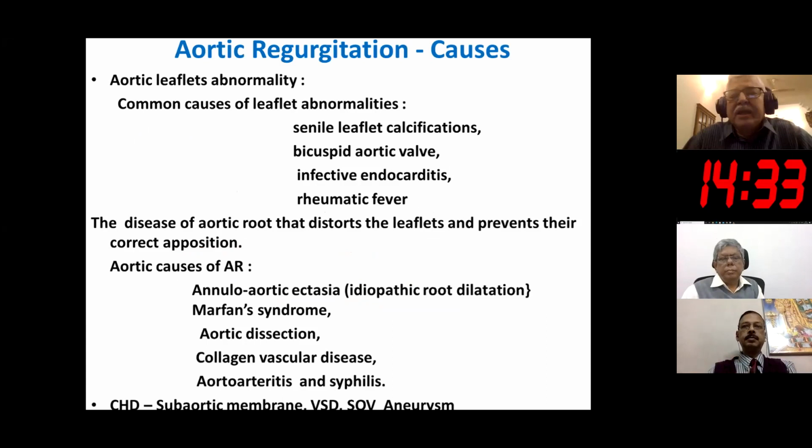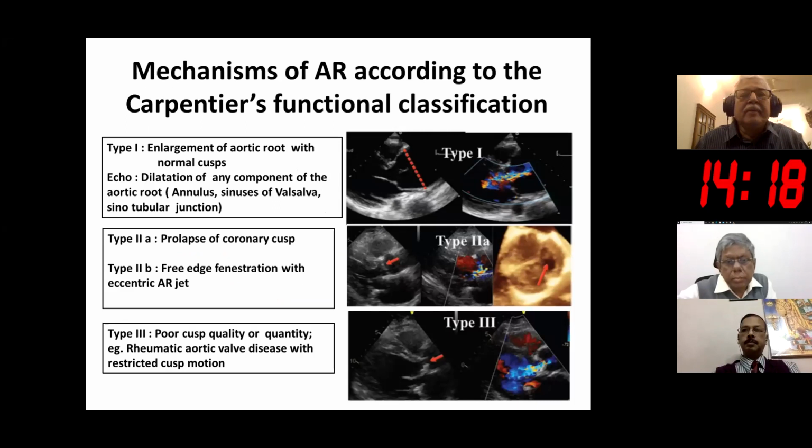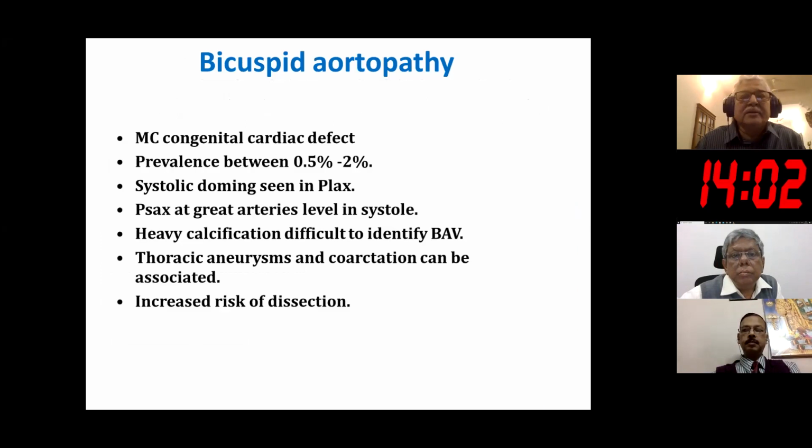Aortic regurgitation has many causes, as you are aware, and the commonest causes are either of the leaflet or of the aortic root. The things are all listed here, and the common conditions are senile and bicuspid, which is very common. The Carpenter's classification classifies the mechanisms into three types. Type 1, where there's enlargement of the root. Type 2, A and B, where there's a prolapse of the cusp. And type 3, where there's a poor cusp quality or quantity as in rheumatic heart disease.